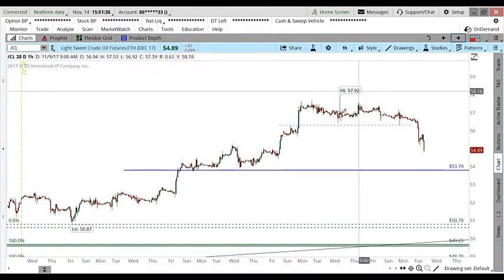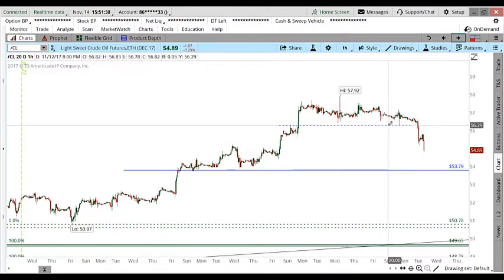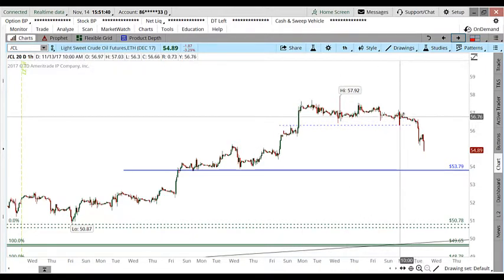Now, let's talk about our breakout trades for the day. So crude oil, we had this level identified yesterday, and yesterday I said that I liked it a little bit more because we had bounced off of it and rallied up.